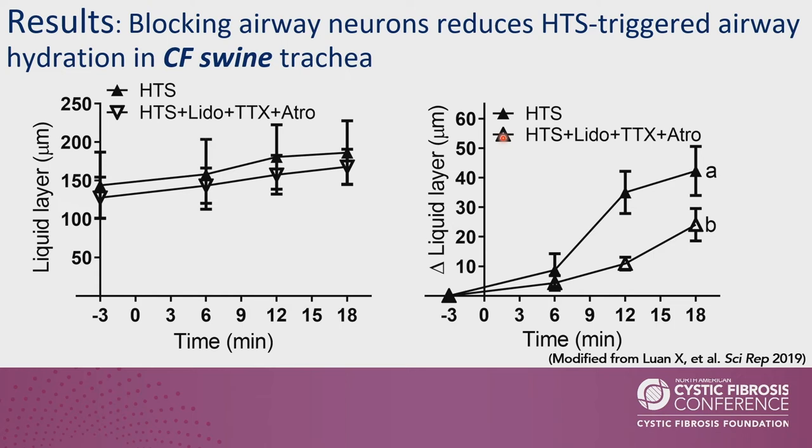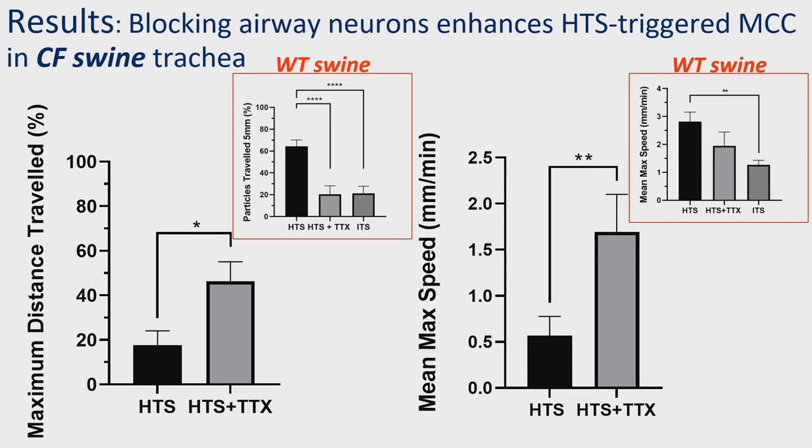Then we tried the effect of blocking airway neurons in the CF swine trachea. We did the same thing: we nebulized hypertonic saline treatment, and you can see there's an increase of liquid layer after hypertonic saline treatment. However, this increase can be blocked by lidocaine, TTX, and atropine when we add them into the surrounding saline. So we see a reduction of airway hydration in the CF swine trachea after hypertonic saline treatment. We expected a reduced MCC process. However, our results surprised us.